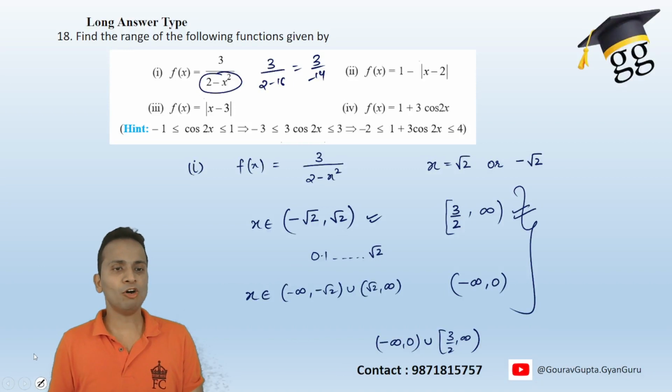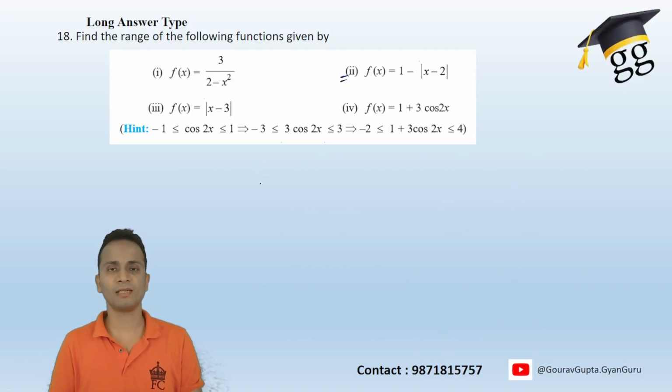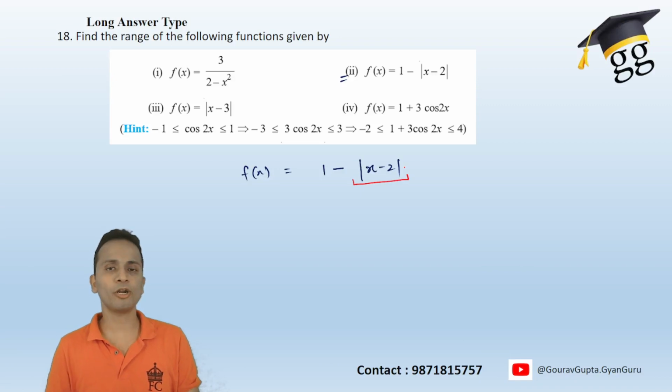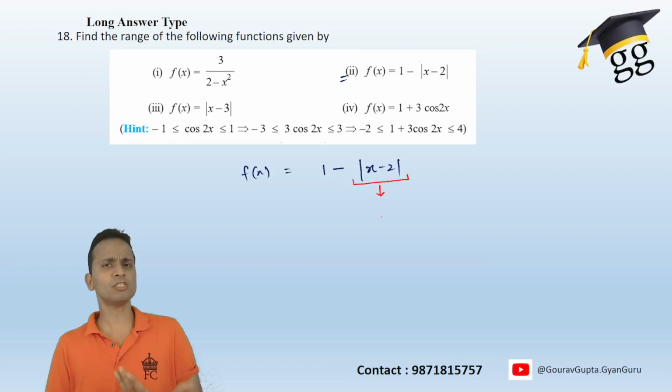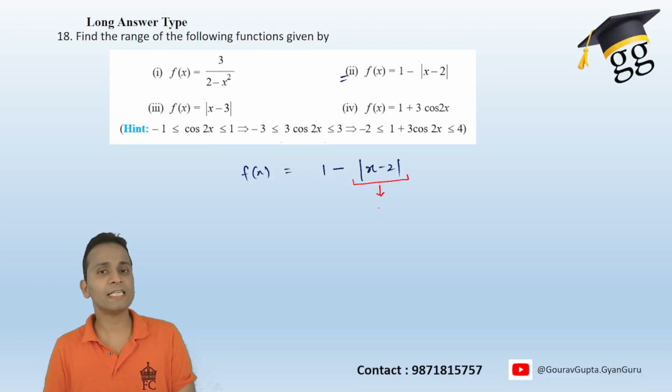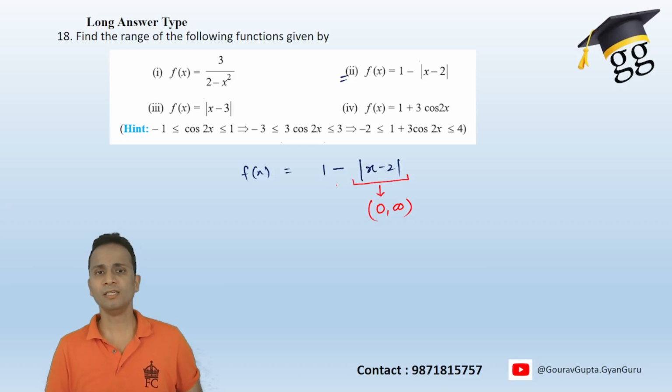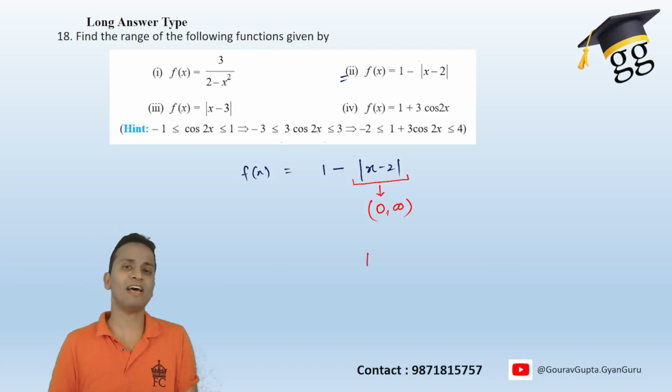Now moving on to the second part. The second part is easy. The function is 1 minus modulus of x minus 2. Look at this part of the question, modulus of x minus 2. I can say that the value of modulus of x minus 2 can never be negative because it's a modulus function. So its minimum value can be 0 and its maximum value can go up till infinity. Now if 0 is subtracted from 1, the value will be 1, and if something bigger than 0 is subtracted from 1, the value will keep decreasing from 1.